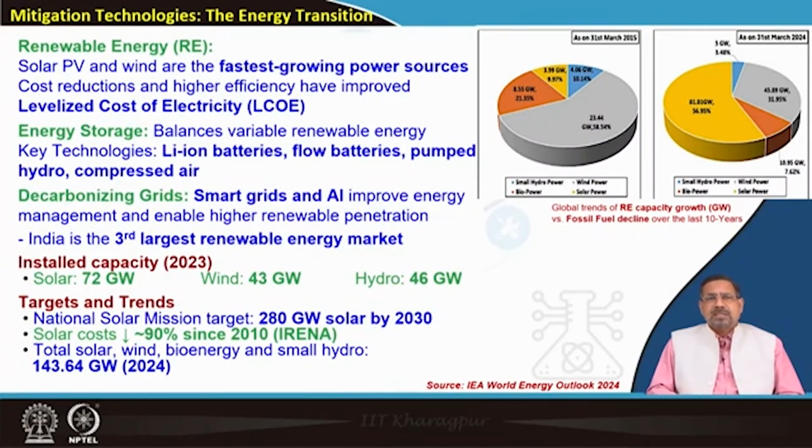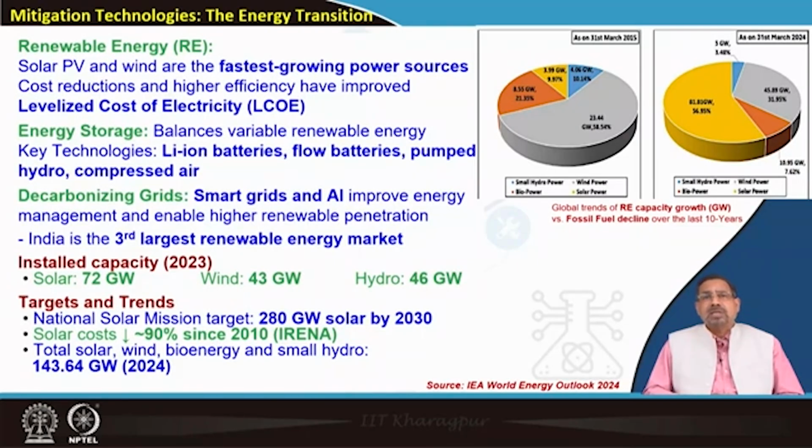So in that way, India is the third largest renewable energy market. And as far as the installed capacity by 2023 is concerned, solar 72 gigawatts, wind 43 gigawatts, and hydro 46. So have a look at the upper right hand pie diagram. Comparing March 2015 to March 2024, over a time scale of 9 to 10 years, you see the small scale hydropower contribution has decreased, whereas the contribution from solar power has increased.